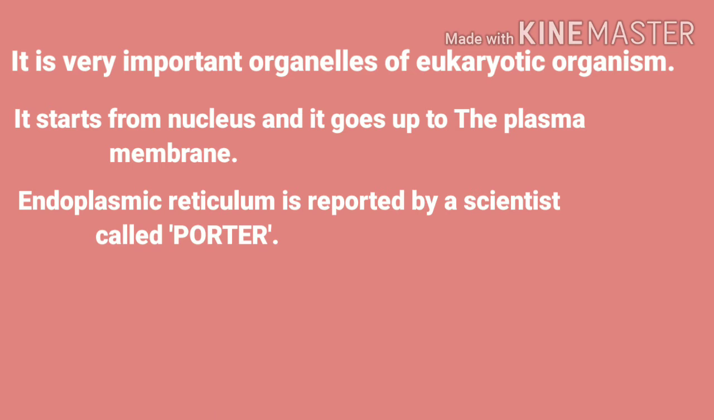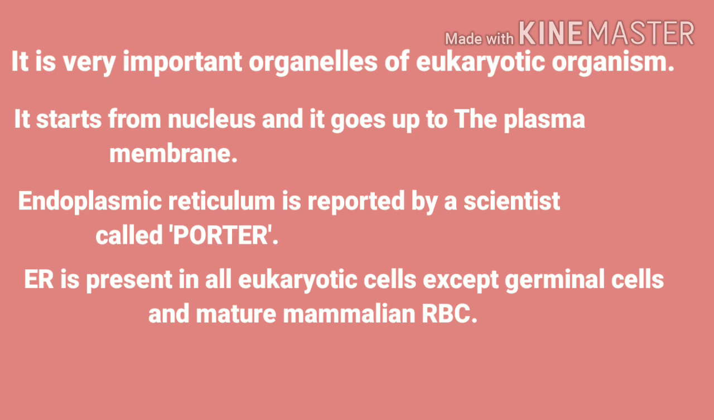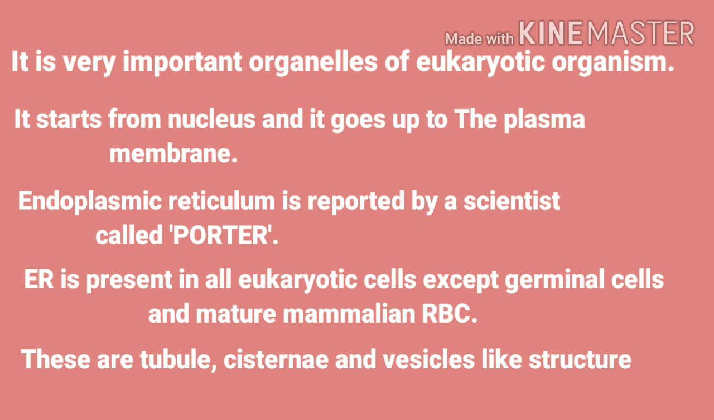Now let us talk about the important features of the endoplasmic reticulum. It is a very important organelle of eukaryotic organisms. Why? I will tell you later. It starts from the nucleus and goes up to the plasma membrane. I just told you that the origin of the endoplasmic reticulum is the nucleus. It starts from the nucleus and ends at the plasma membrane. Endoplasmic reticulum was first reported by a scientist called Potter. Endoplasmic reticulum is present in all eukaryotic cells except the germinal cells and mature mammalian RBC.